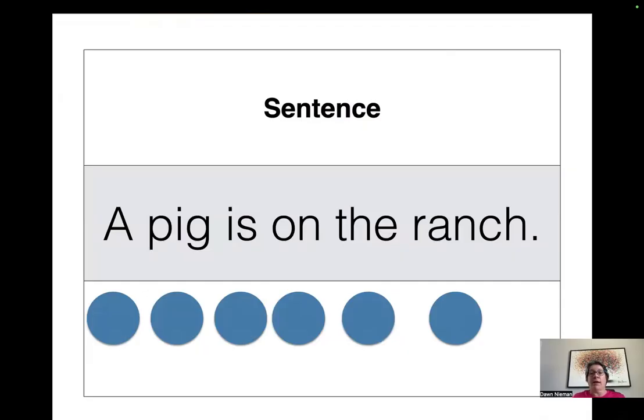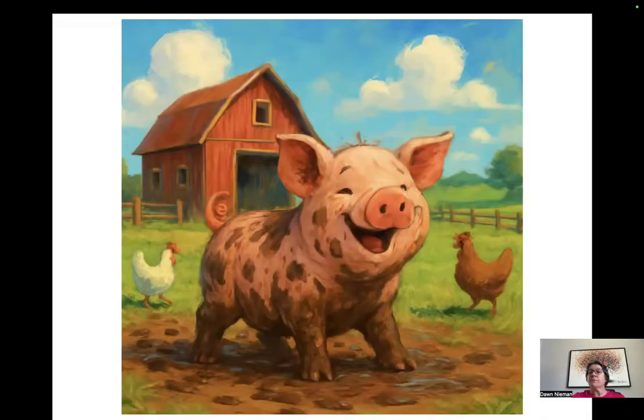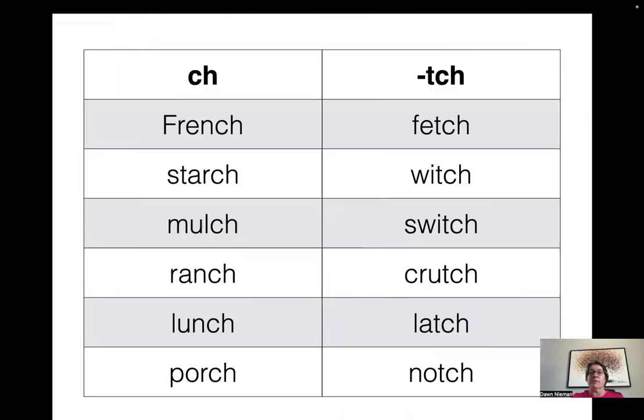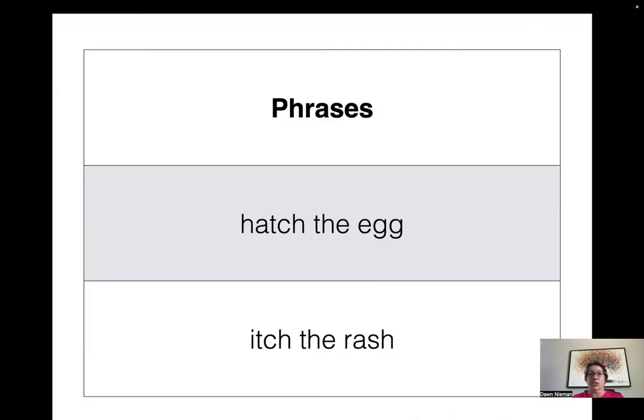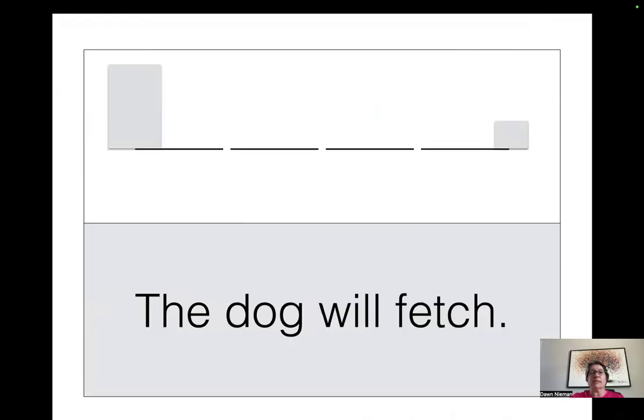Same thing, a pig is on the ranch. You can have them read it, ask them questions, have them reread it, ask them parts of speech. What is the pig doing? Is that the noun, the verb, right? All of those pieces of grammar that you have taught them to date. And then you're going to ask them to spell words. I would have them spell words in columns of, is it a CH or is it a TCH? Have them spell phrases and then have them spell sentences.